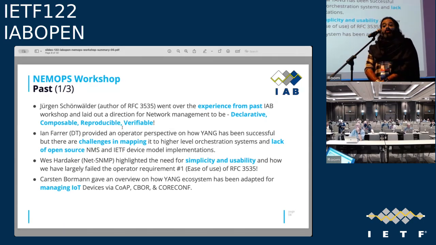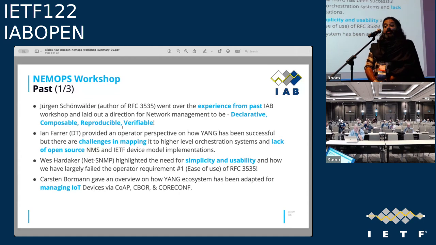So we had Jürgen, who was the author of the previous workshop report, RFC 3535, who went over the experience of how that workshop went, what the main changes in the ops community are, and what the key innovations the community made, as well as looking back, what the future direction is. And four key aspects that Jürgen identified were that network management needs to be more declarative, composable, reproducible, and verifiable. This was a very good paper from Jürgen. So people who are interested, go read up on how he breaks down these four key characteristics for the future of network management and configuration.